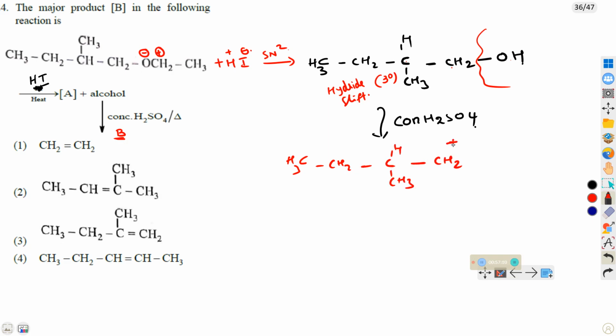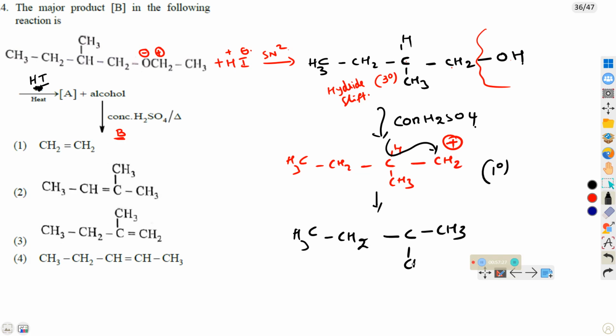The carbocation formed is a 1 degree carbocation. 1 degree carbocation is least stable. So hydride shift takes place. Then it gives CH3CH2C(CH3)CH3 with positive charge. Now remove hydrogen.